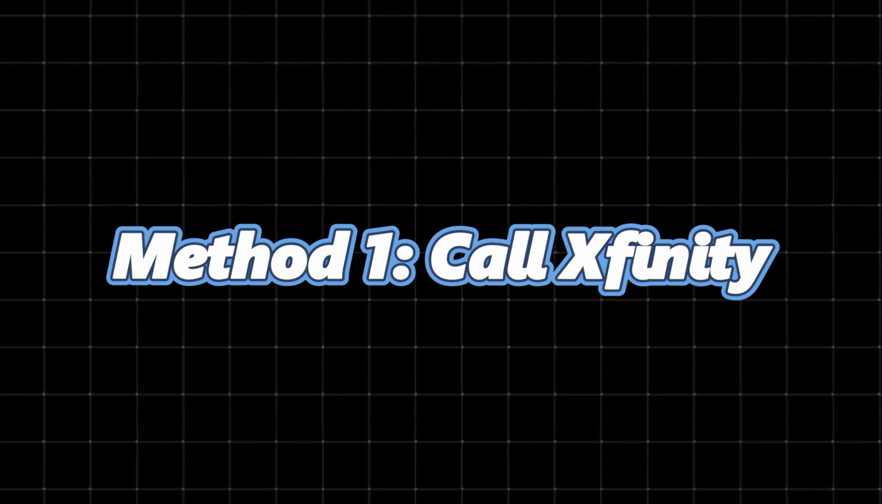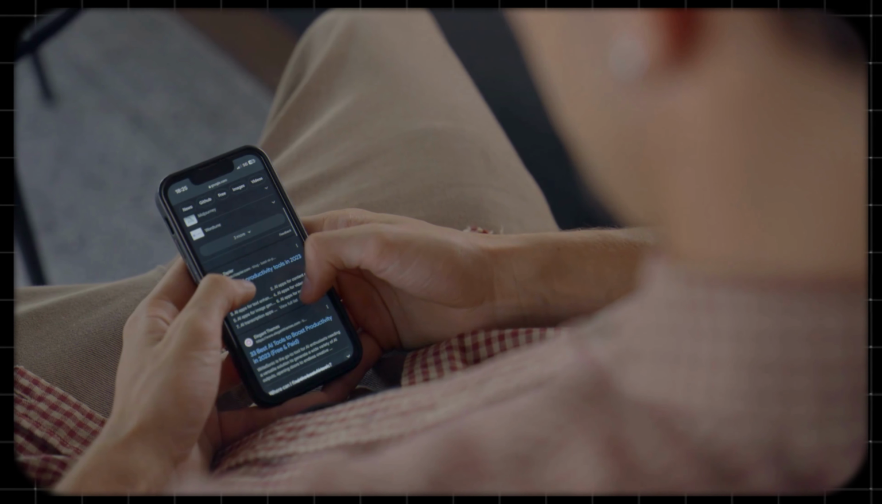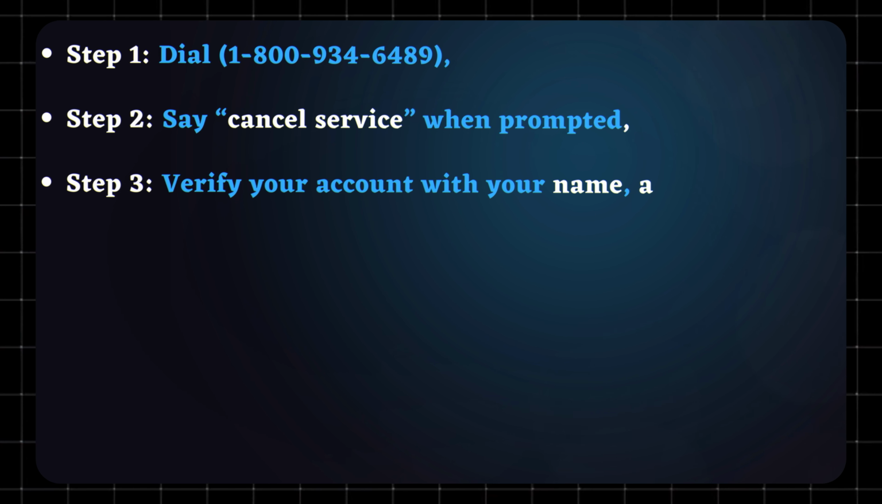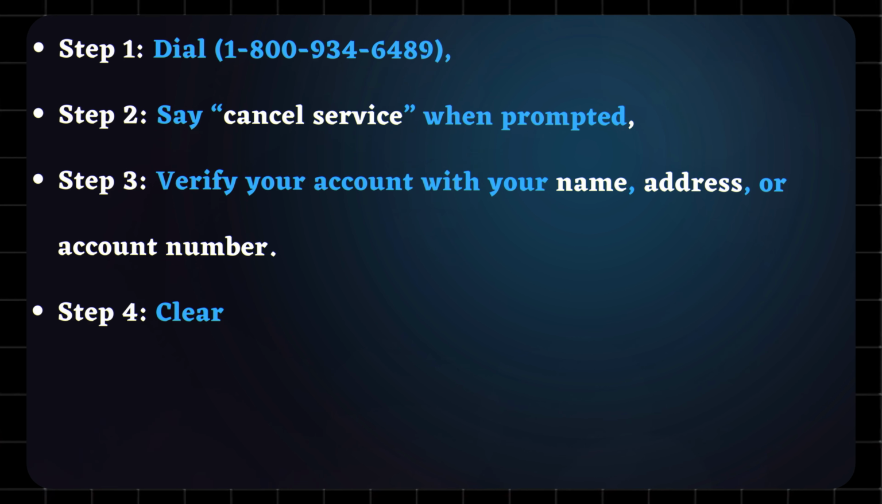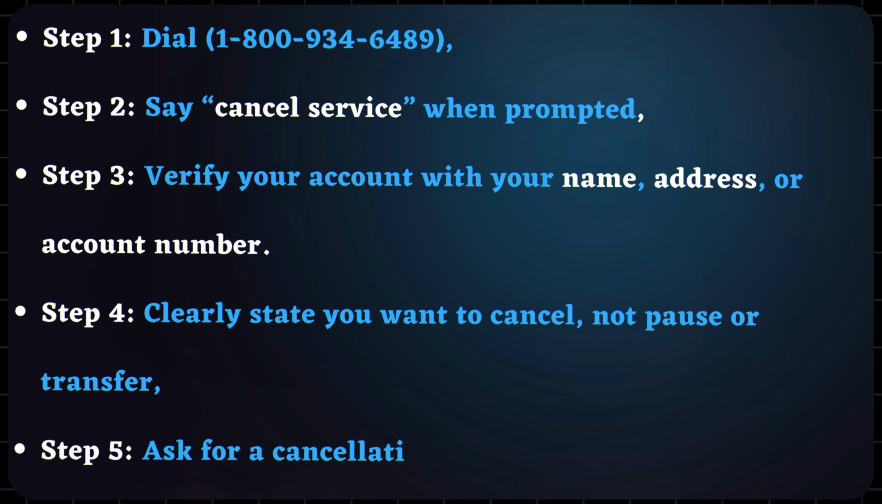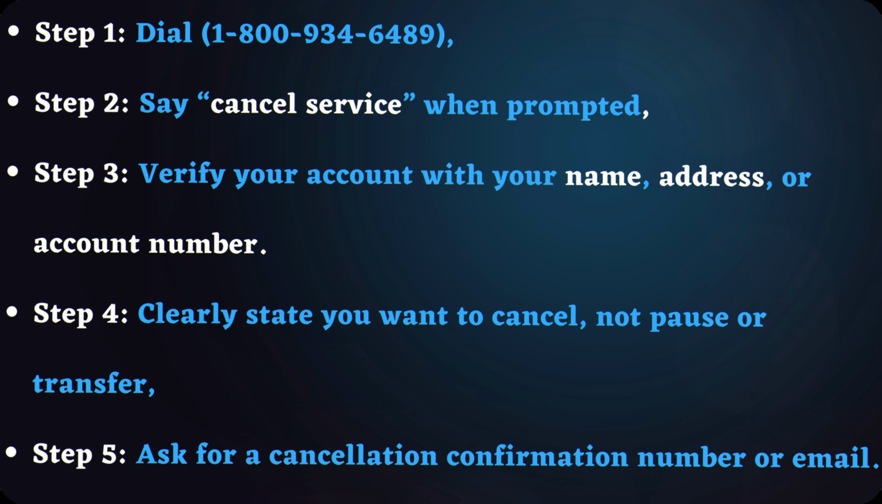Method 1. Call Xfinity. This is the most reliable and quickest way. Step 1. Dial 1-800-934-6489. Step 2. Say "cancel service" when prompted. Step 3. Verify your account with your name, address, or account number. Step 4. Clearly state you want to cancel, not pause or transfer. Step 5. Ask for a cancellation confirmation number or email.